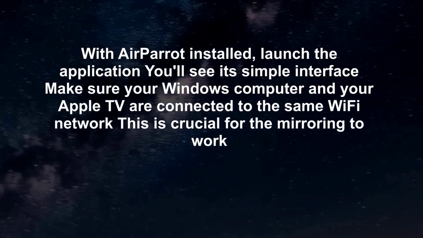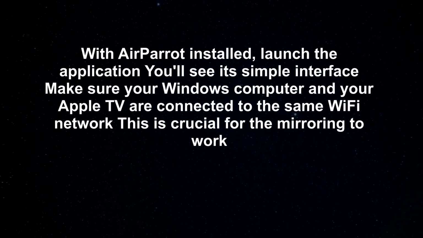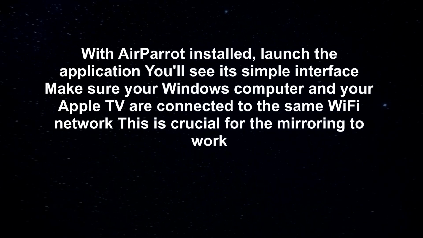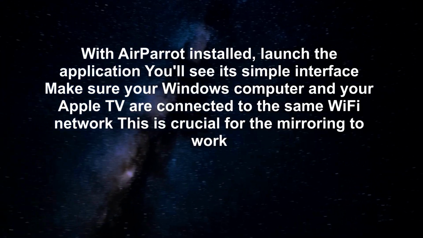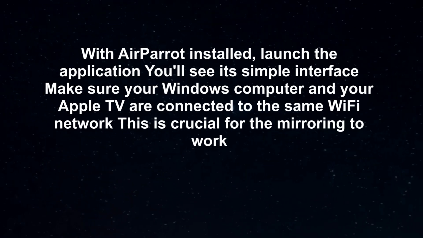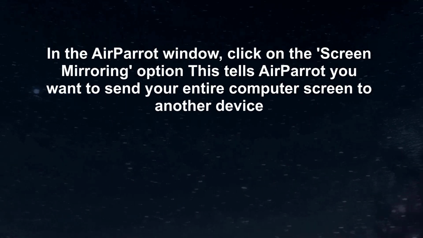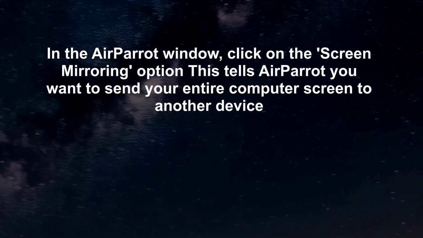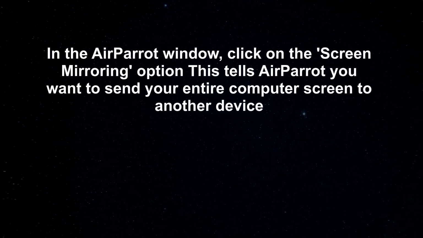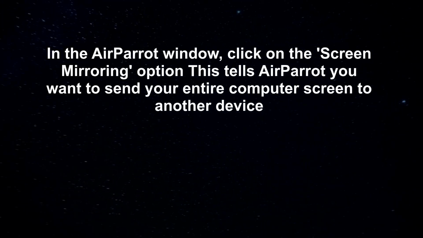With Airparrot installed, launch the application. You'll see its simple interface. Make sure your Windows computer and your Apple TV are connected to the same Wi-Fi network. This is crucial for the mirroring to work. In the Airparrot window, click on the screen mirroring option. This tells Airparrot you want to send your entire computer screen to another device.